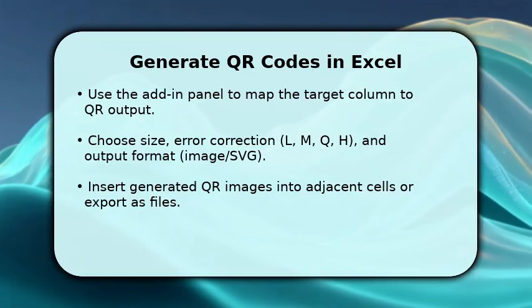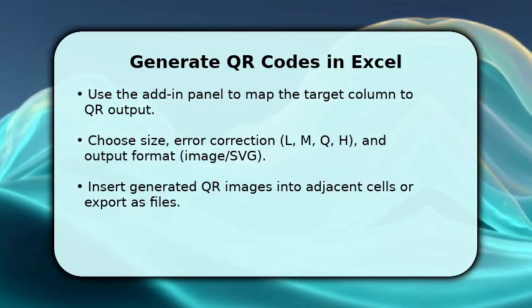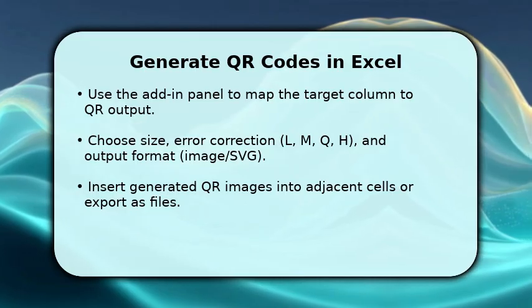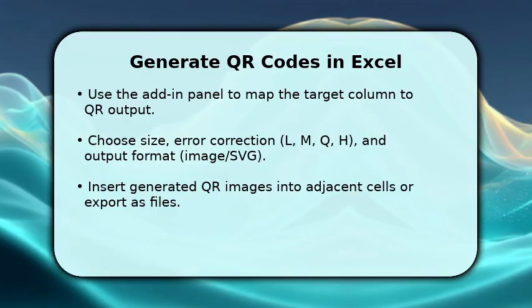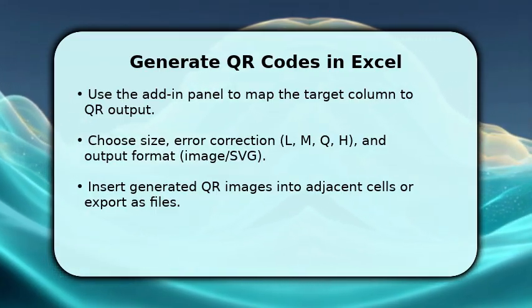Once you press Generate, the add-in will create images or SVGs, insert them into adjacent cells, or export them as files. If using Power Query, transform text to a web API call that returns an image URL. Then load those images back into the sheet using the built-in Insert from Web method.